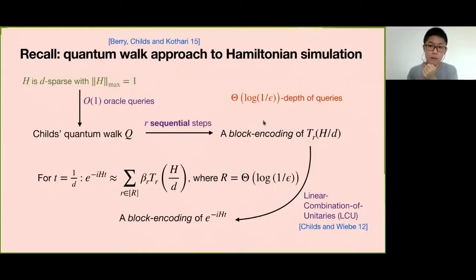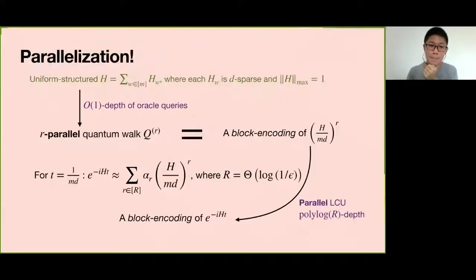Now let's see how we can parallelize this framework. We will start off from a uniform structure Hamiltonian. And the main contribution of our work is to define a parallel quantum walk operator Q_R with the parameter R. Now this quantum operator is actually a block encoding of a monomial of H. Here it is H over MD raised to the R-th power. So compared to the previous Childs' quantum walk, which block encodes a Chebyshev polynomial, here we block encode a monomial of H. And for similar reasons, one can decompose the target unitary into a series of monomials. That is actually the Taylor expansion.